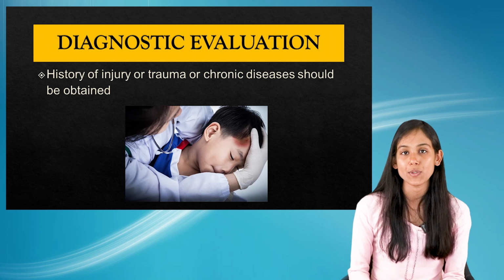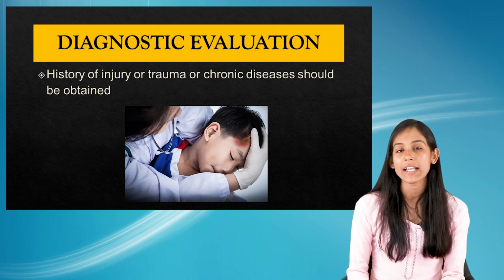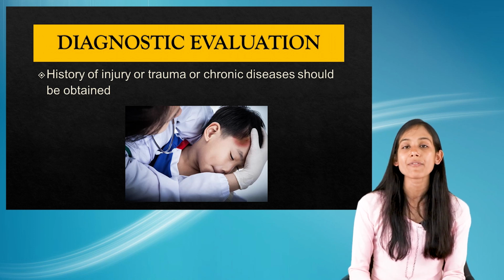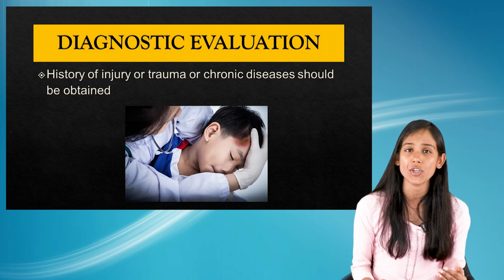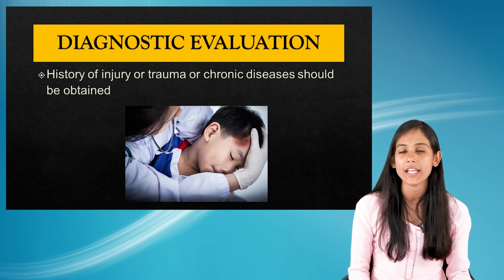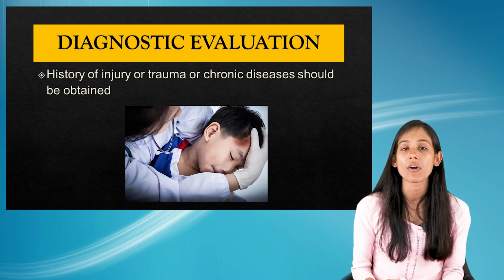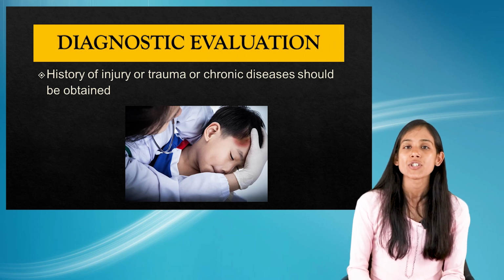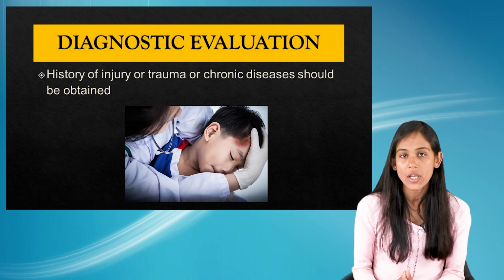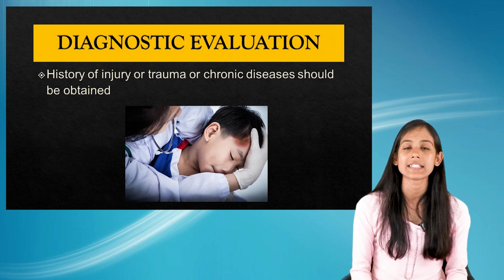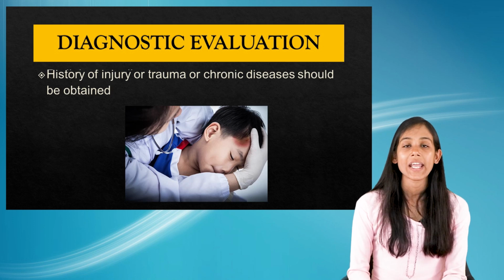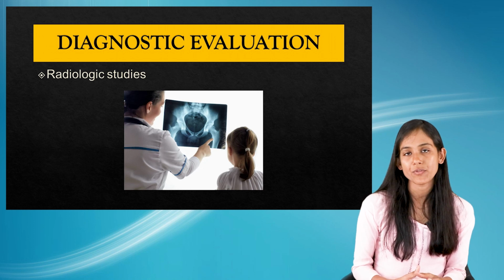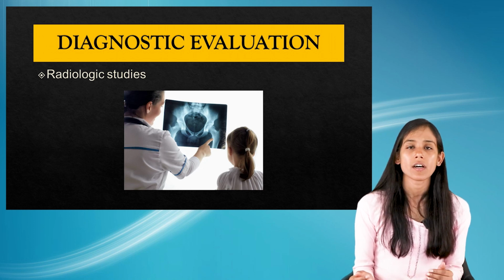Well, now moving on to the diagnostic evaluation. Firstly, we have to obtain the history from the parents. We have to find out if there is any history of trauma or injury, or any history of chronic diseases, for example, osteomyelitis or carcinoma. These things tell us if the child is at risk for getting a fracture.